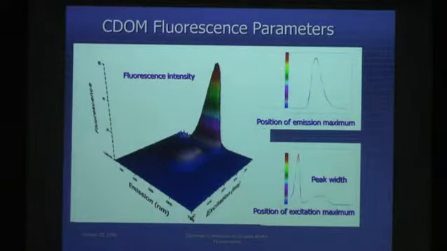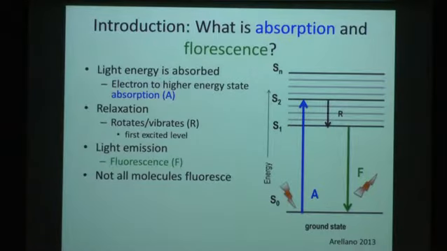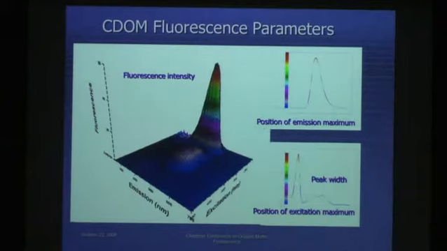Not all molecules fluoresce. Oops. I think I took out the last bullet. Not all molecules fluoresce. So this is an example of what our results look like. We call it an EEM, an excitation emission matrix. This is quinine sulfate, which is the standard that we use. This is the excitation wavelength here.